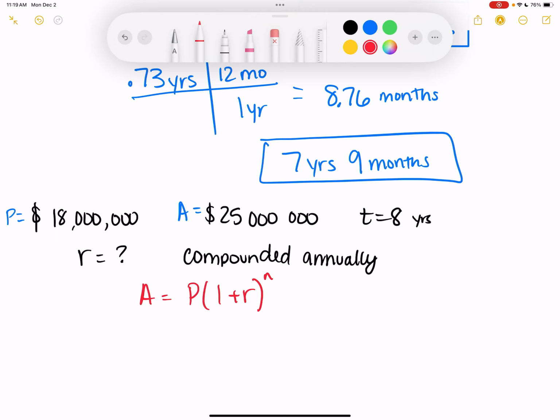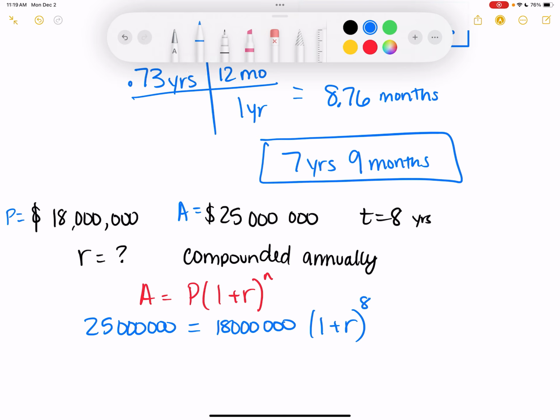So trying to solve for R. I'm going to leave it for right now, I may not need to flip it. So I've got 25 million equals 18 million times 1 plus R raised to the 8.